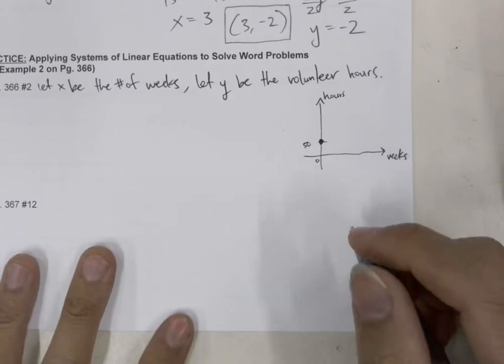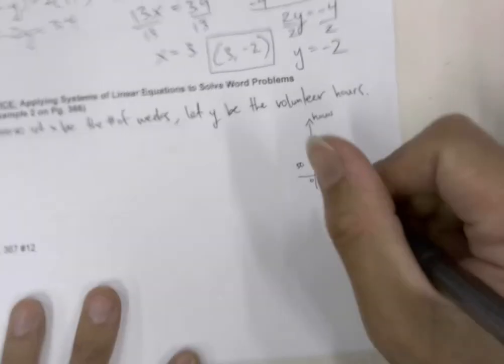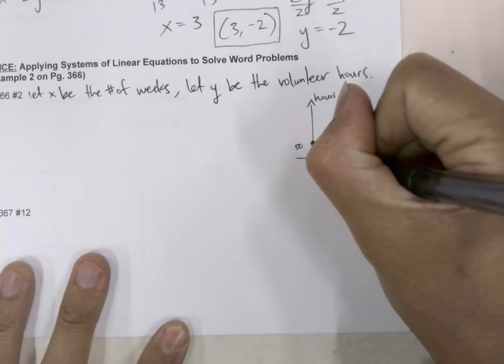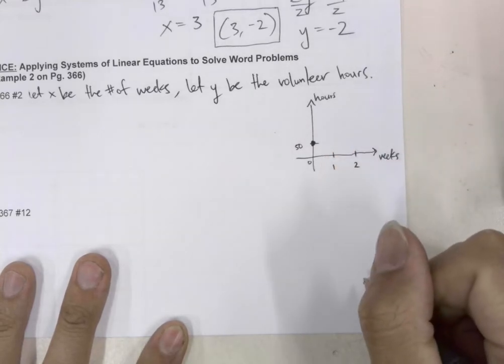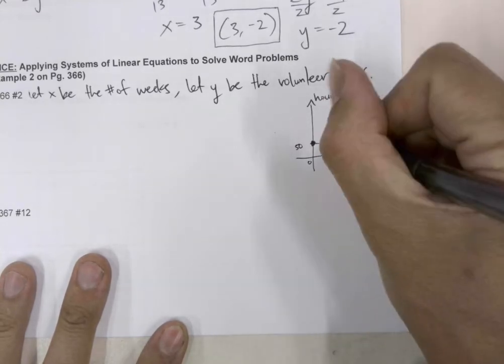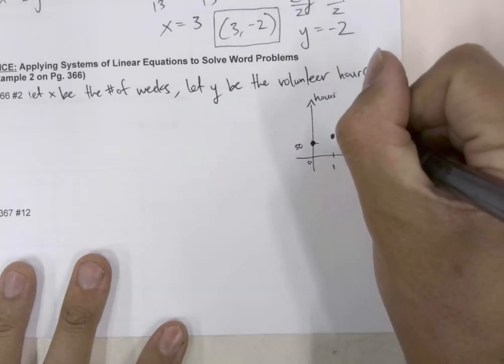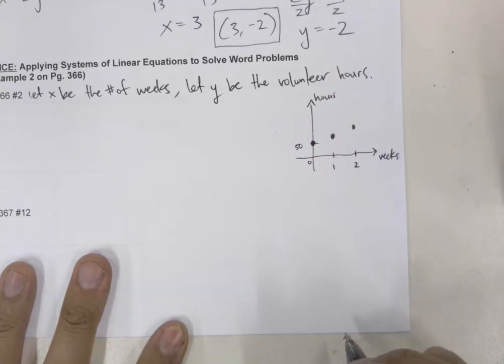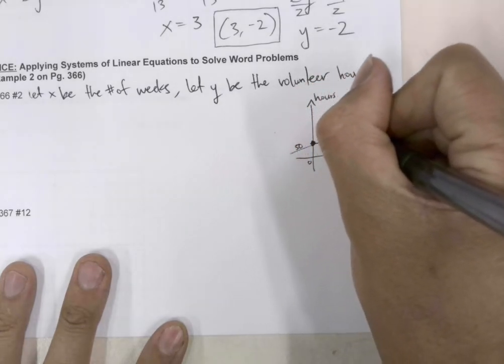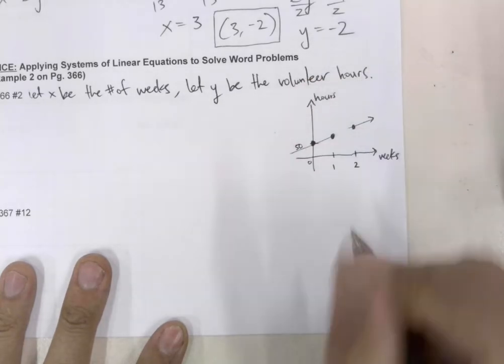And every week he's going to increase by 3 hours. So 1 week passes, and he's going to bump up by 3 to 53. 2 weeks pass, he's going to bump up to 56, and so on, right? And so here is Jared.